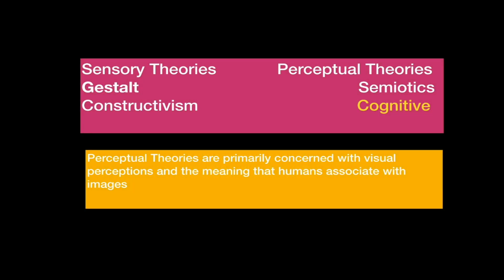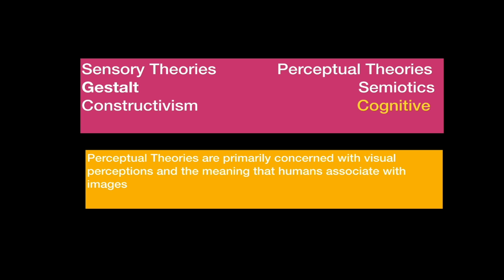And if you'll remember, last class, lecture number 3, we talked about semiotics. We're going to move forward now, and we're going to be talking about cognitive theories in perception. Remember, these are primarily concerned with visual perceptions and the meaning that humans associate with them. So they're a little bit different than the sensory theories. So we already talked about semiotics. Now we're going to finish up with cognitive theory.